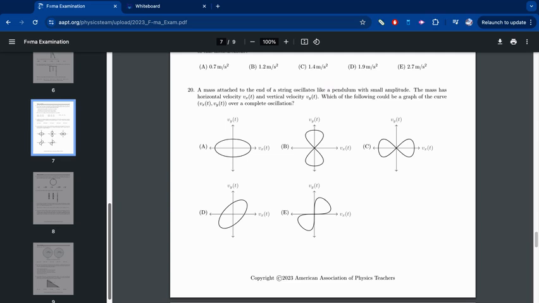So A and D are incorrect because they don't consider when both of them are 0, because they don't have a point at the origin. E is also incorrect because it doesn't have a point where Vy is 0 and Vx is not. And with similar logic, B is also wrong because it doesn't have a point where Vy is 0 and Vx is not, which leaves C.